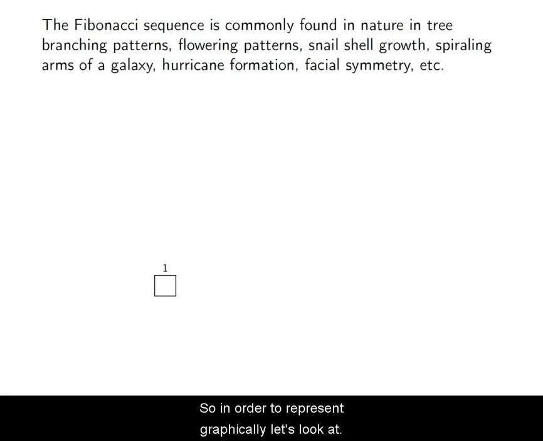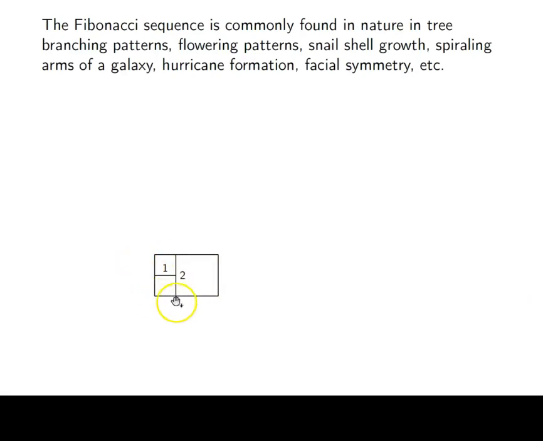So in order to represent this graphically, let's look at rectangles, squares really, with areas following our Fibonacci sequence. So here, this would be a unit square. If we attach to this another unit square, right? So 1 times 1 is 1. Notice now that this has 2 units. So let's attach to this a 2 by 2 square. Now this has 2 and 3 units along, right? So let's attach a square that's 3 by 3.